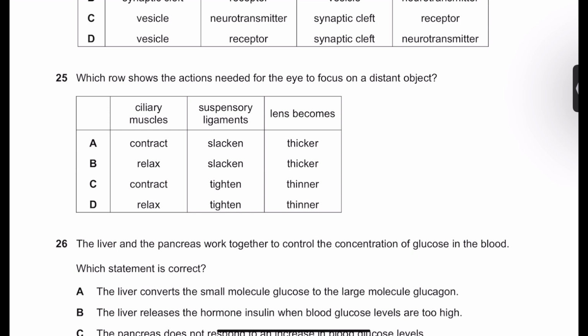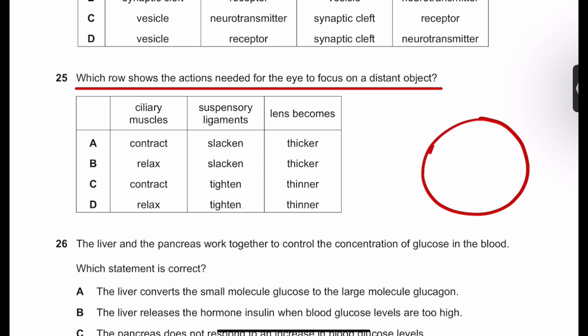Number 25. Which row shows the actions needed for the eye to focus on a distant object? So, in order to see a distant object, the lens that is present inside the eye should become thinner.